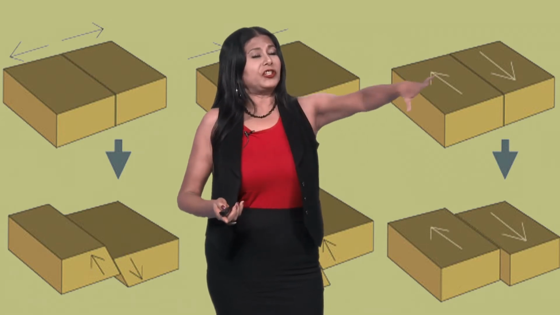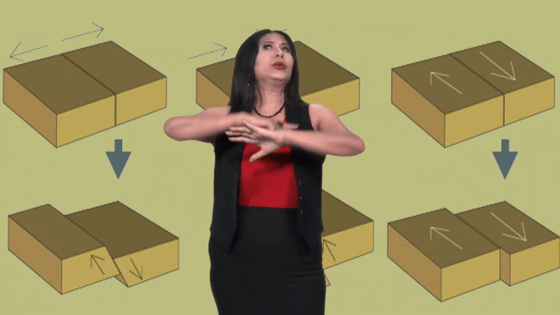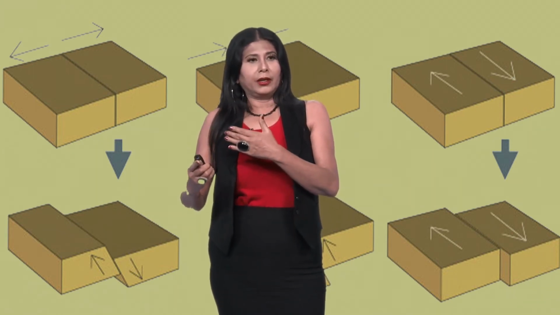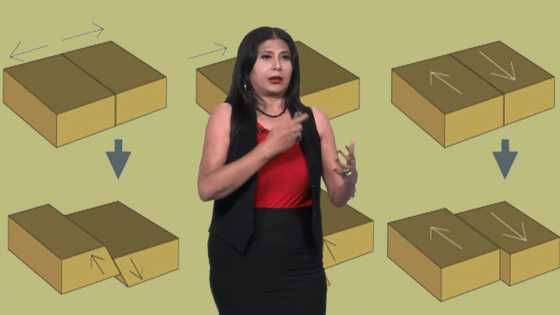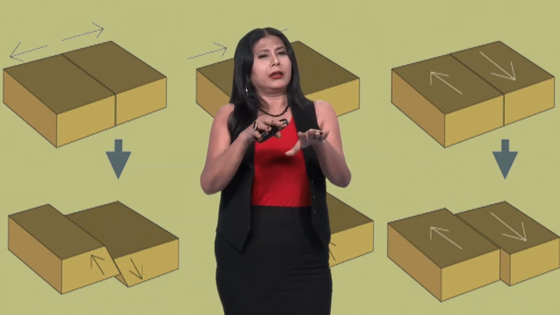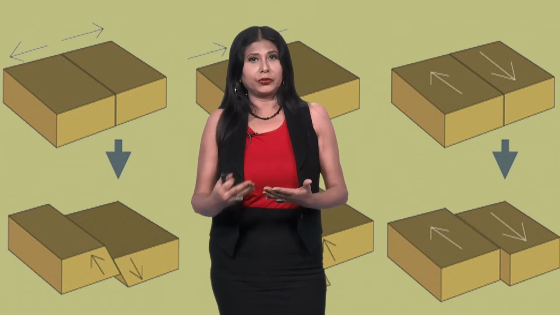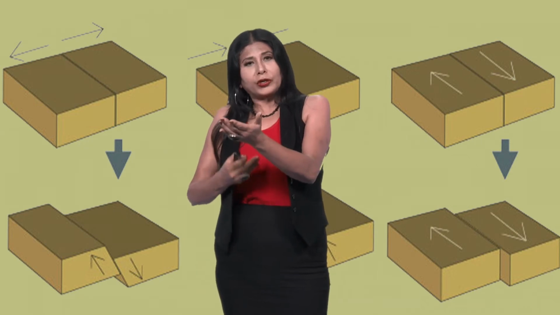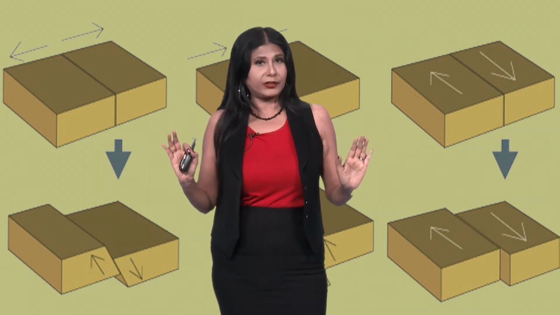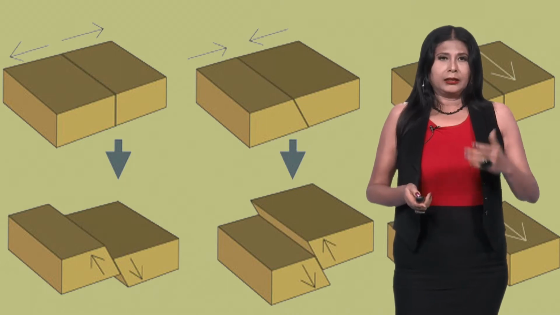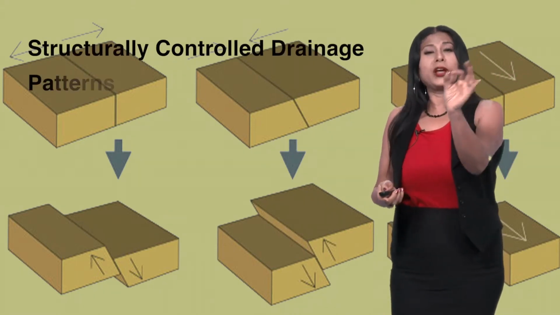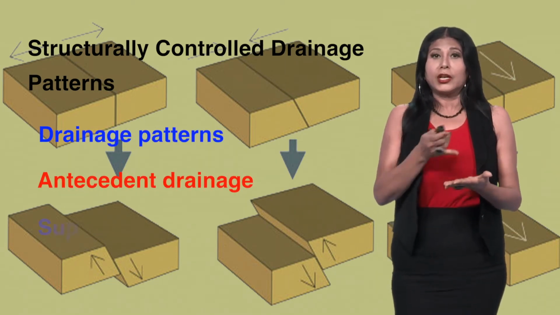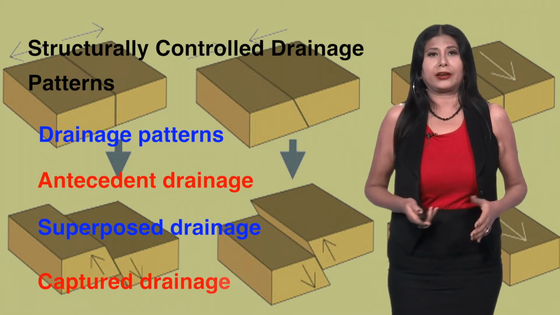So whatever feature is created, or we go to an area, the drainage pattern or the features which are there, they are adjusted to the underlying geology. So that is what we call structurally controlled. So let us focus more on drainage pattern today in this lecture. These are the four main topics that we are going to discuss in the first part: the drainage pattern, antecedent drainage, superimposed drainage, and captured drainage.